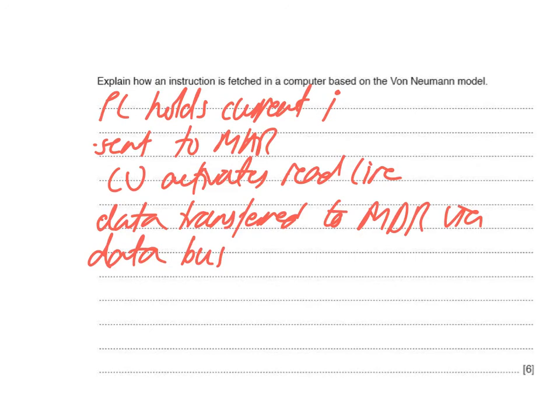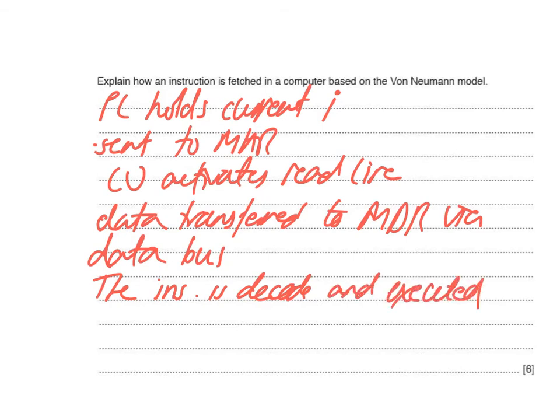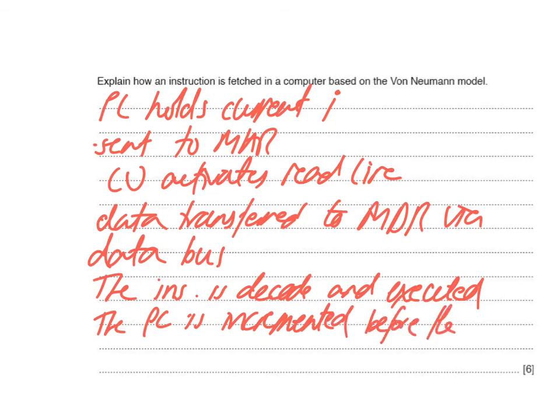What else? We can then say the instruction is decoded and executed. The PC is incremented, i.e. added one on, before the next instruction is carried out. So 6 marks, we've got 6.